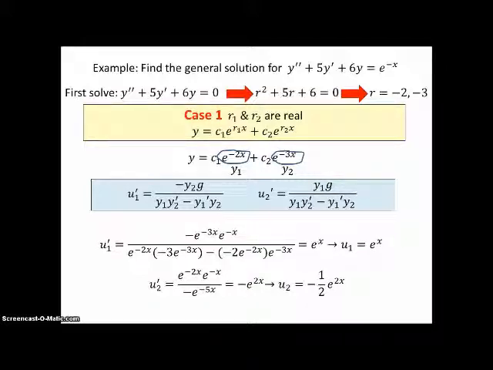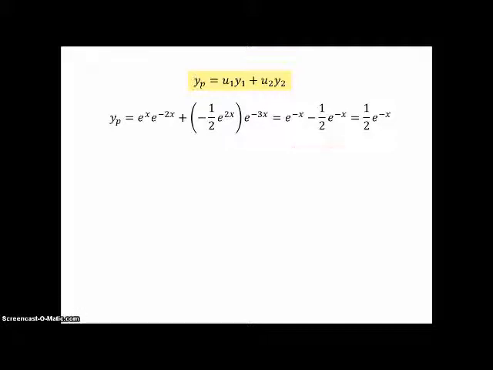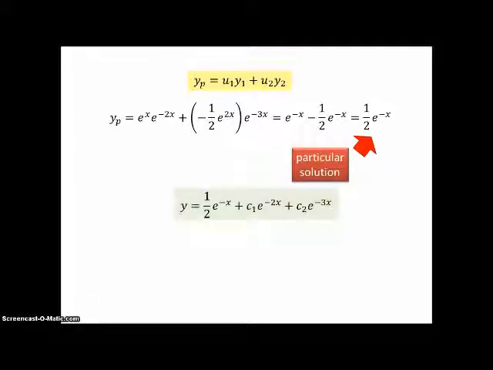Okay, so now we're ready for the next step. There's our formula. y sub p, filling in from the previous page, and simplifying comes out to a rather nice expression, 1/2 e^(-x). That's the particular solution, and we just add that on to our complementary solution and get the general solution. Okay, that was kind of painless. I like that integration, huh? Don't get used to it.